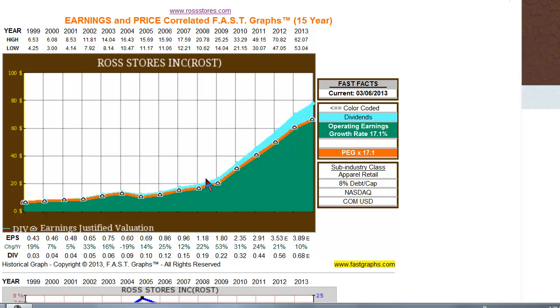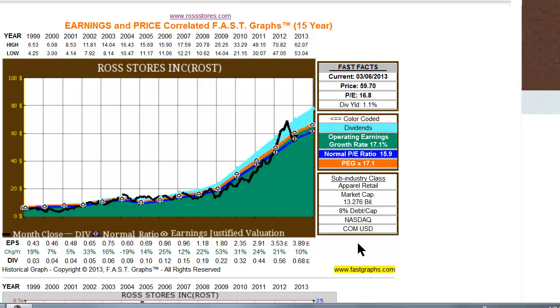The light blue shaded area shown on the graph represents the dividends that are paid out of the company's earnings. The green shaded area represents earnings, and what you can see by looking at it with this iteration is that dividends represent a very small portion of the total cumulative earnings. In other words, ROST stores has a low payout ratio. I contend that earnings drive market price, and there's no better example of that than ROST stores.